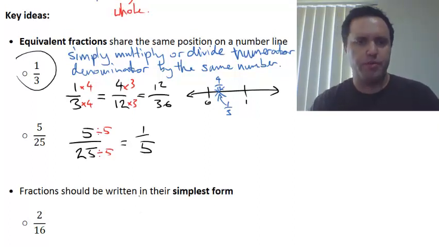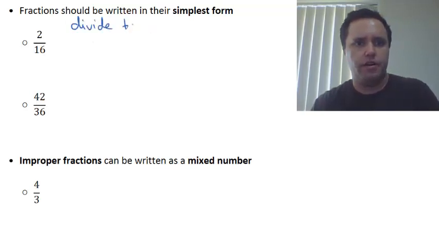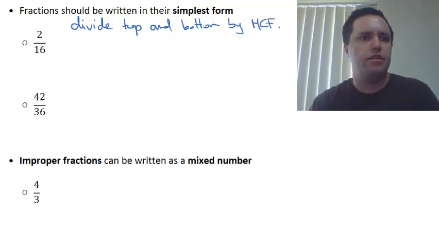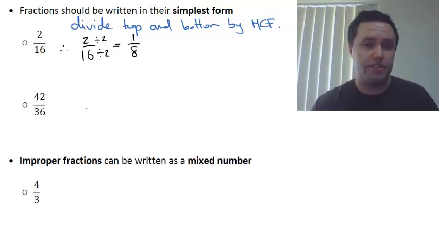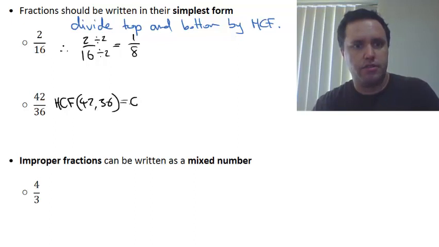Now, fractions should always be written in their simplest form. Okay? Now, the easiest way to do that is to divide top and bottom, rather than numerator and denominator, by their highest common factor. Okay? So, 2/16, highest common factor of 2 and 16 is 8. Therefore, we have 2 over 16 divided by 2, divided by 2. We're going to get 1/8. Okay? 42 and 36, highest common factor, HCF, of 42 and 36 is equal to 6.